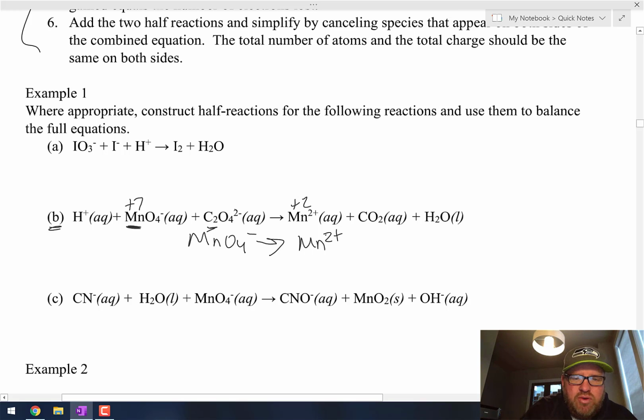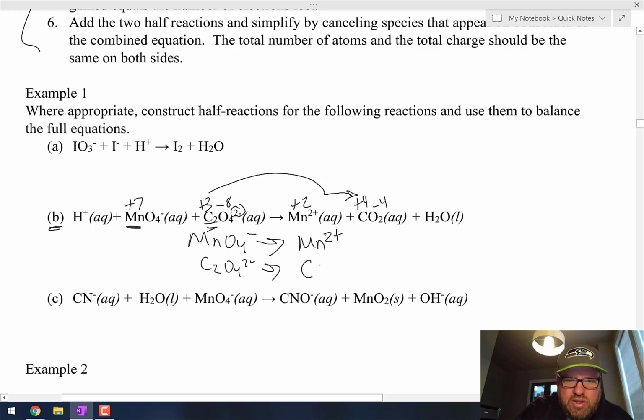And then C2O4 2-, let's see, so this is -8, and we need to get back to -2, so this needs to be +6. So the carbon's going to be +3 there, and here we've got -4, so the carbon is +4. So you're going from +3 to +4. C2O4 2- becoming CO2. Okay, so we have split that up.